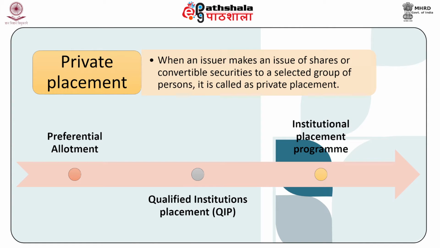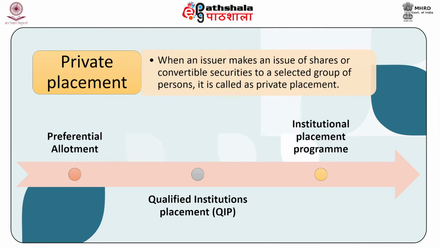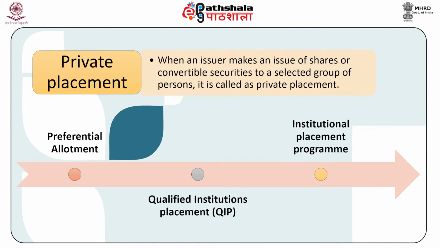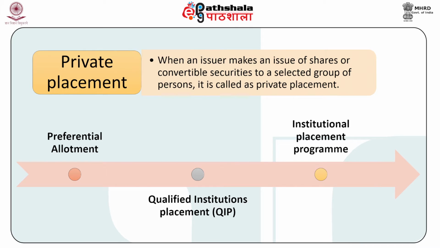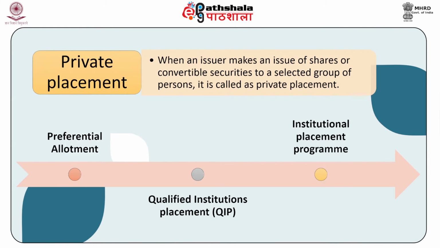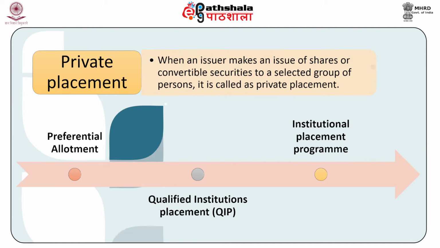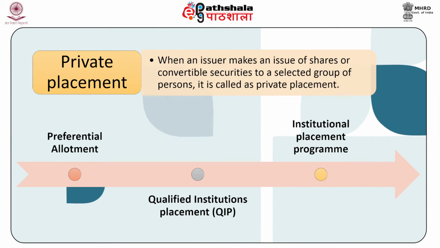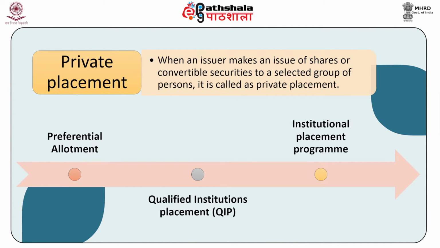Number two, qualified institutional placements. In short, it is known as QIP. When a listed issuer issues equity shares or non-convertible debt instruments along with warrants and convertible securities other than warrants to qualified institutional buyers. Number three is institutional placement program.